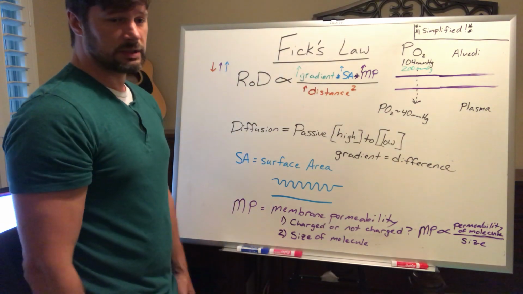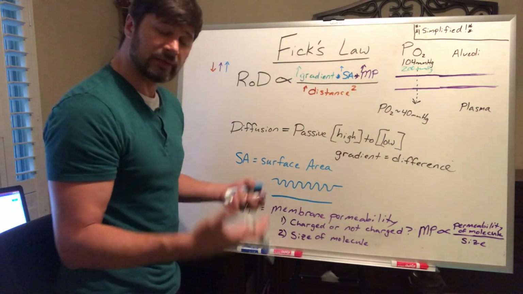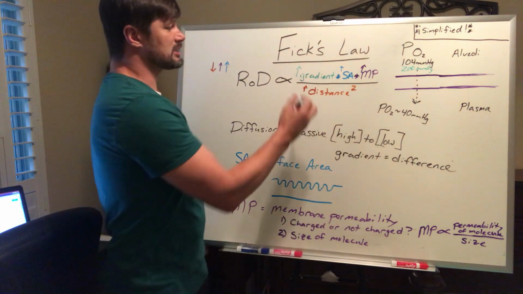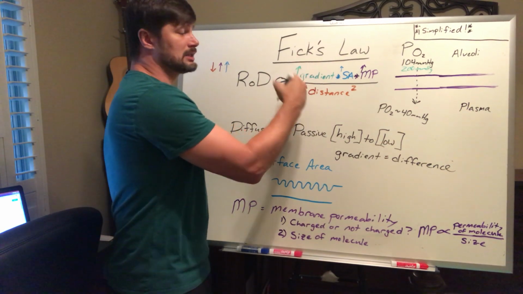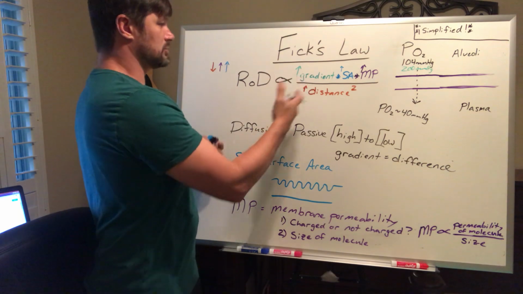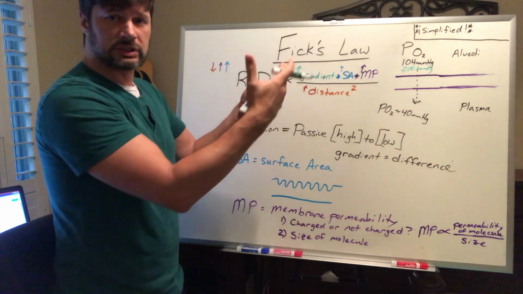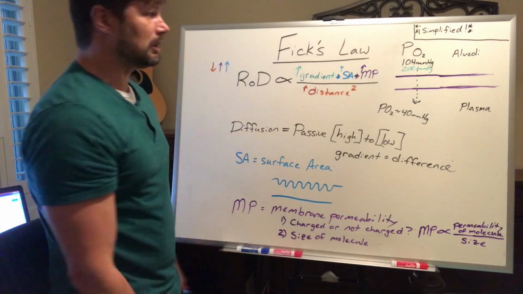You've got to think about this medically. We give patients that are having breathing issues oxygen tanks. Why do we give them oxygen tanks? Because that increases their partial pressure gradient of oxygen, their concentration of oxygen. The gradient gets bigger, therefore the speed at which the oxygen gets into the blood starts going up.